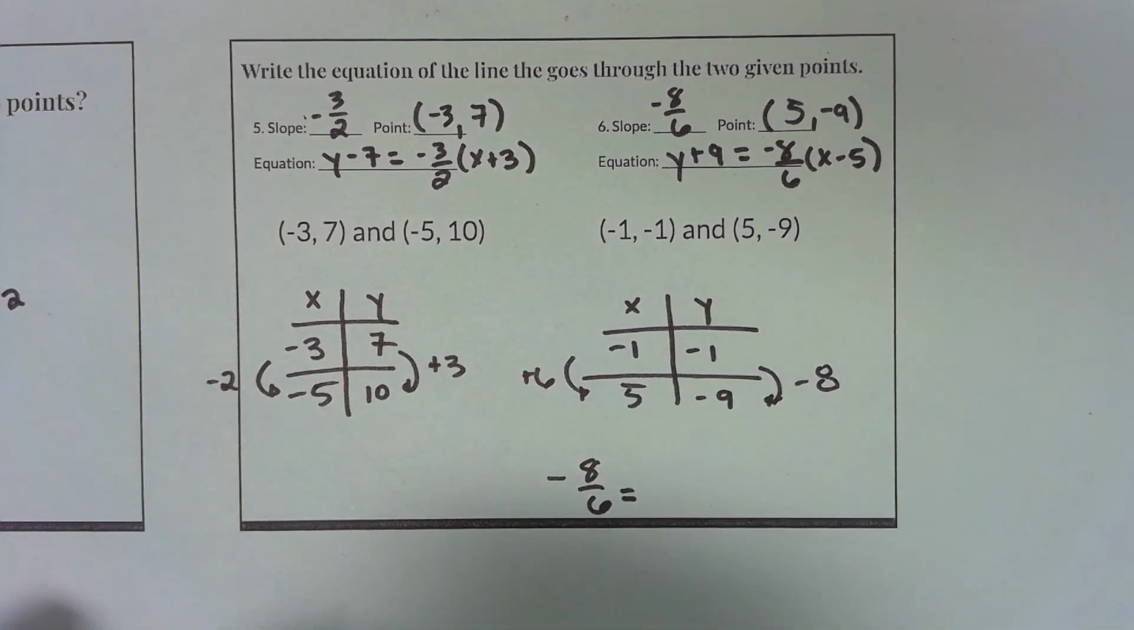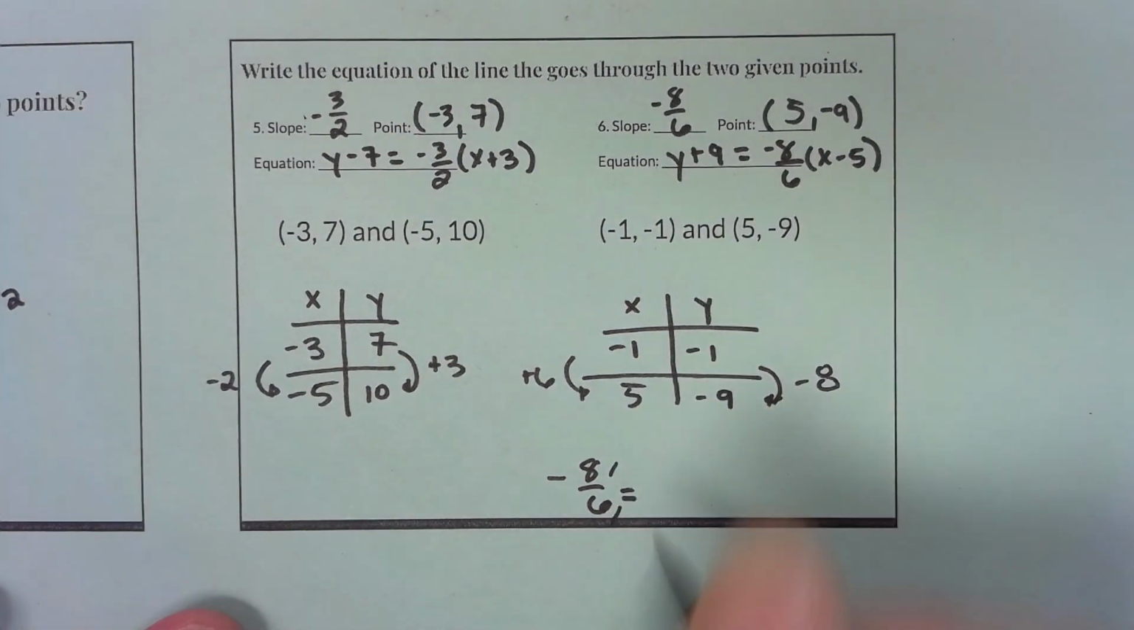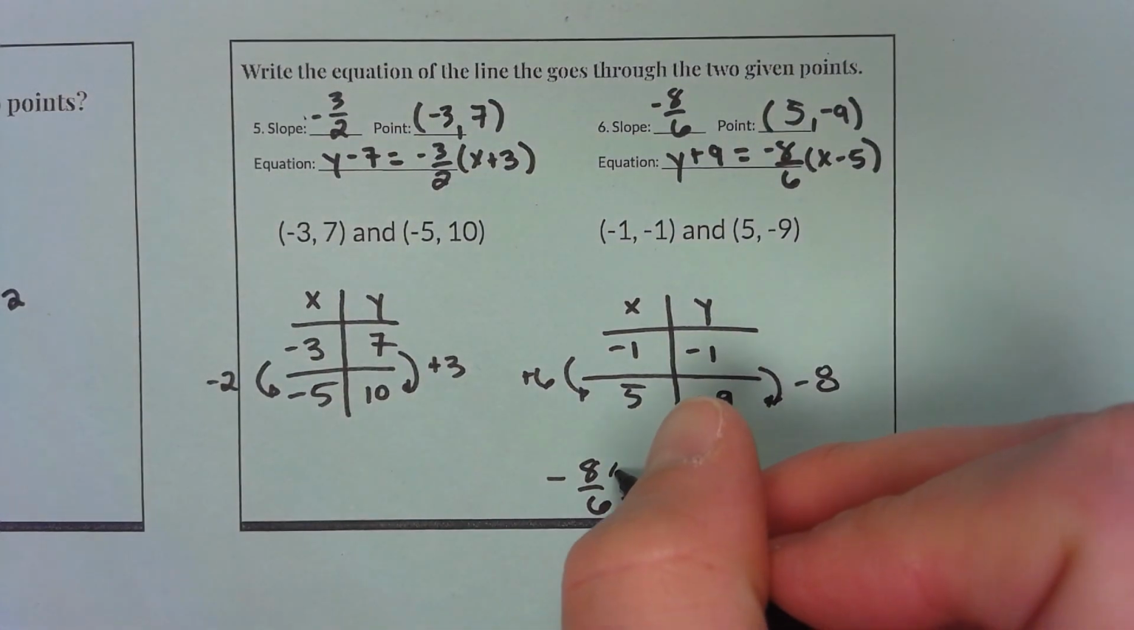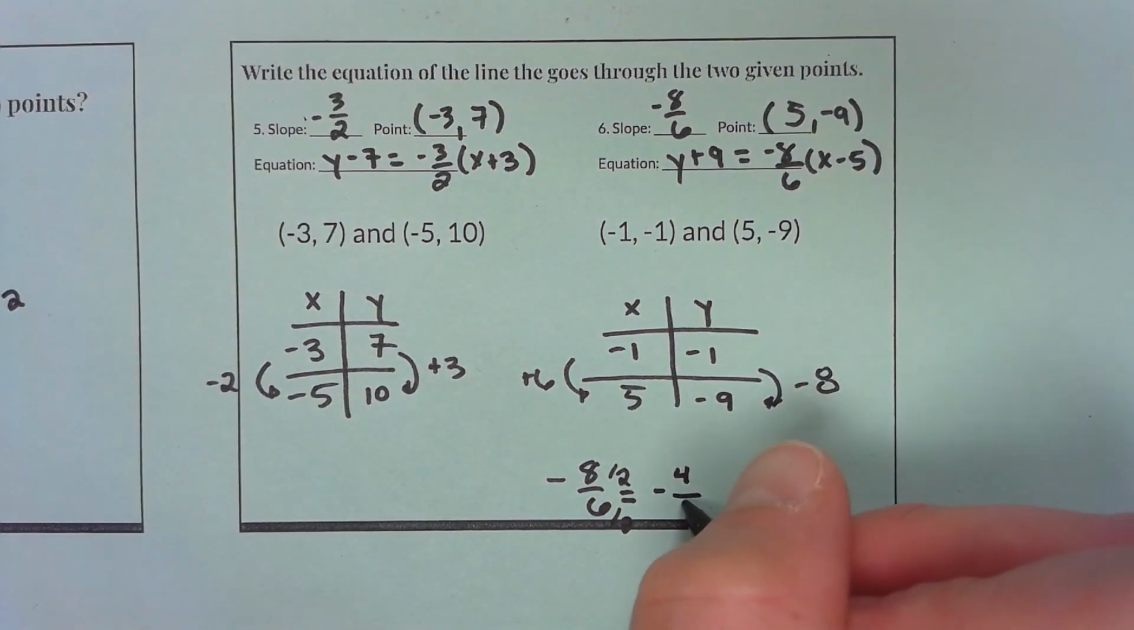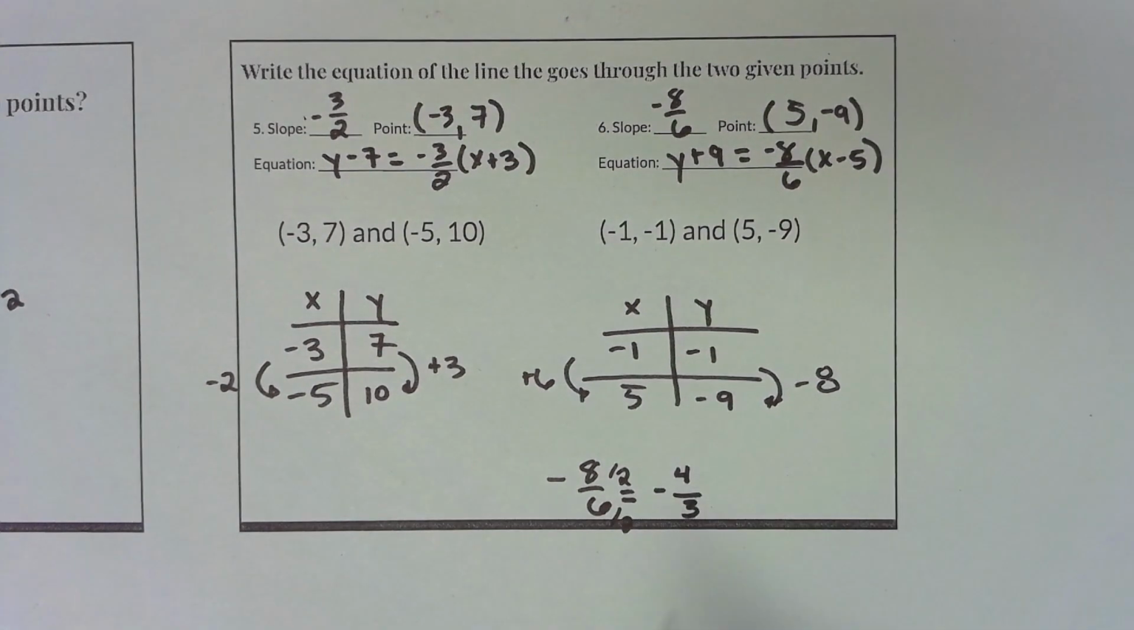So the reducing of fractions has us looking at the numerator and denominator and dividing out any numbers that they have in common. 8 and 6 are both divisible by 2. So if I divide both of those numbers by 2, that gets me my slope to be negative 4/3. That is what's called the reduced fraction of negative 8/6.